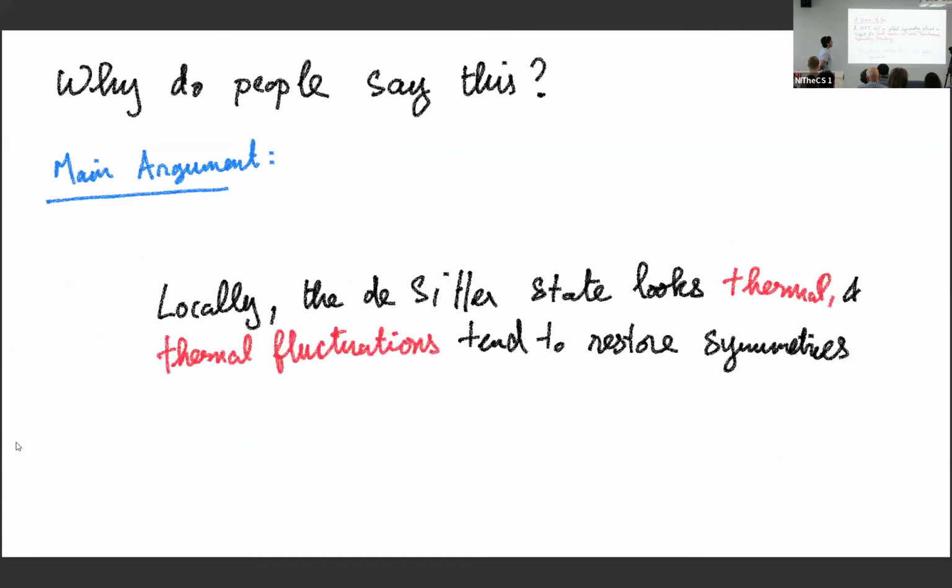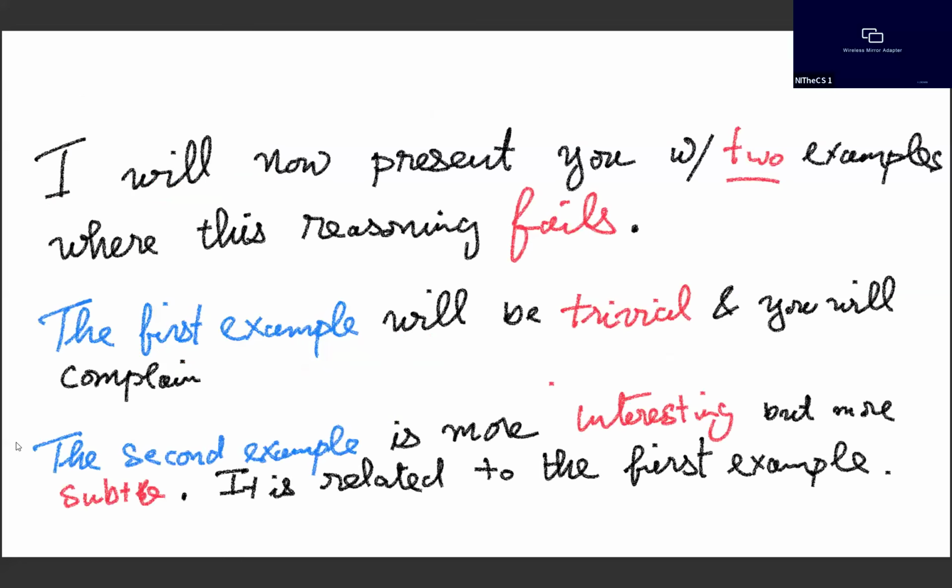Now, let me tell you why people say that you can't spontaneously break a symmetry. Well, the main argument is the statement that de Sitter is thermal. The ground state of de Sitter is thermal. And if you try to spontaneously break a symmetry, thermal fluctuations will restore that symmetry. You may try to break the symmetry by preparing some state, but if you wait long enough, the thermal fluctuations will explore the phase space, and you will restore it.